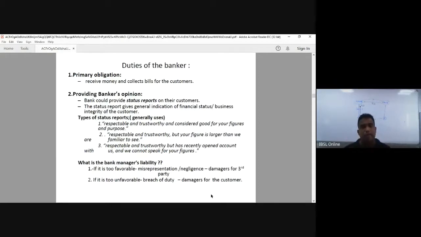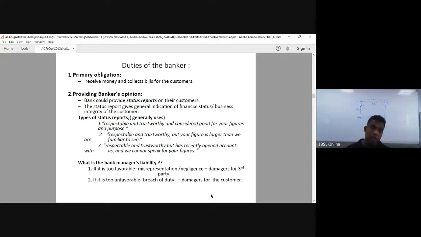Now, what is that? In this example, Mr. A is going to invest 25 million in Mr. B's business. Now, A has requested a banker's opinion. HNB gives an opinion like the first one, number 1, which says respectable, trustworthy, and considered good for your figure and purpose. The purpose is investment. The figure is 25 million.